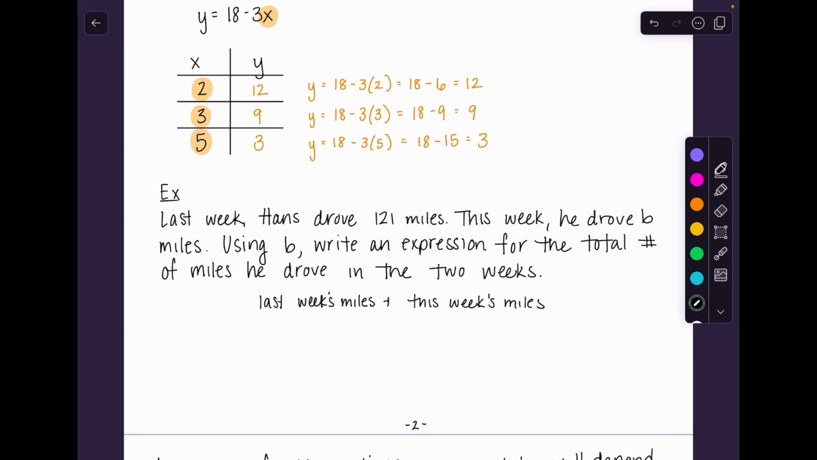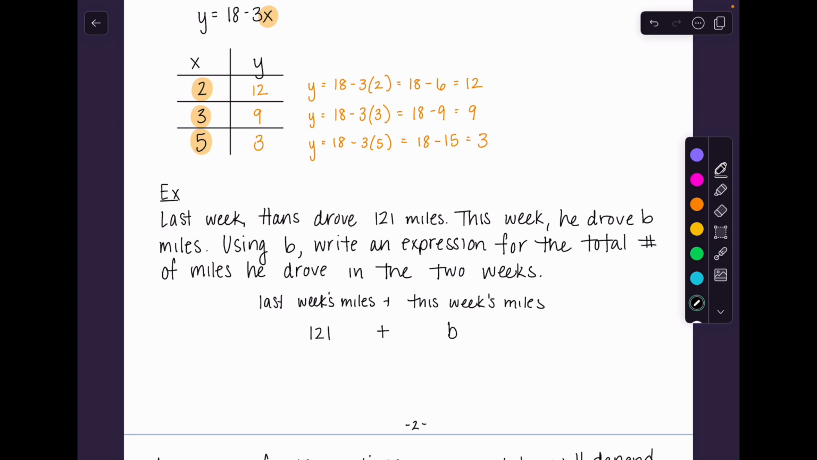Well, last week he drove a constant. It was exactly 121 miles. And this week it's some unknown, B. So all we're going to do is add these two together. So it gives us this expression representing his total mileage.